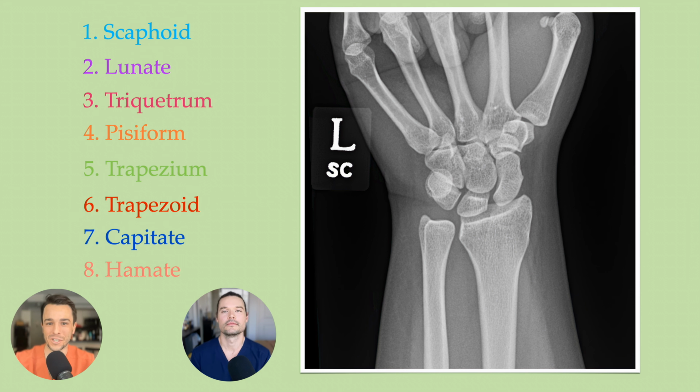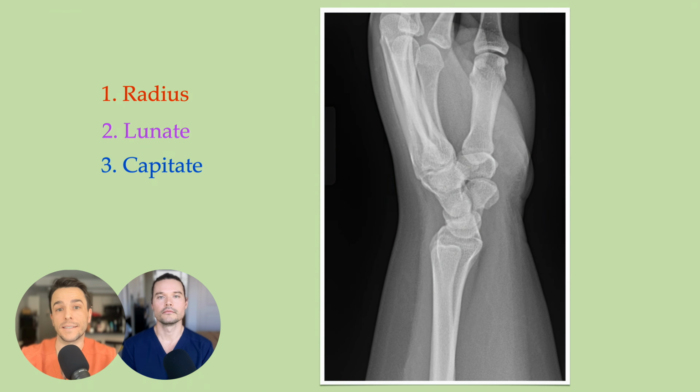So let's start with our scaphoid, which is very important. Lunate, triquetrum, pisiform, the trapezium, the trapezoid, the capitate, which we're going to emphasize, as well as the hamate. And the capitate is particularly important because it rests in the cup of the lunate right below it. And we'll get into why that's important in a second.